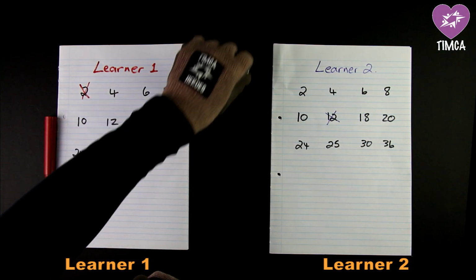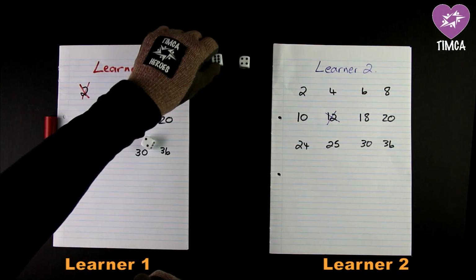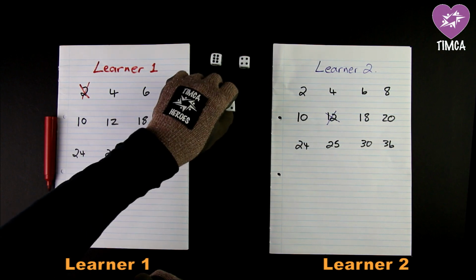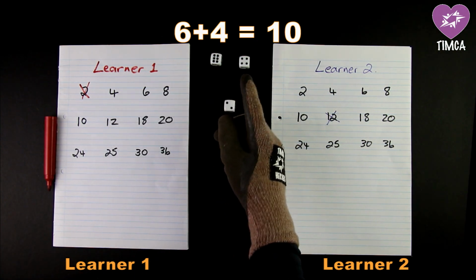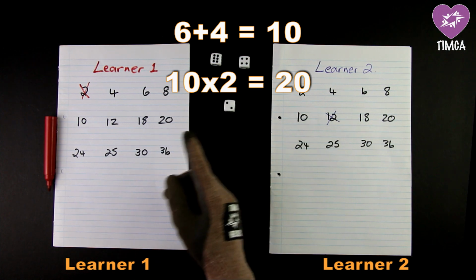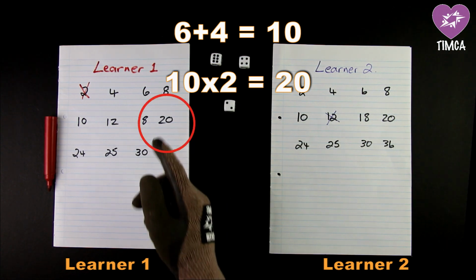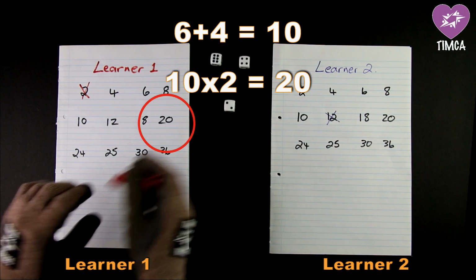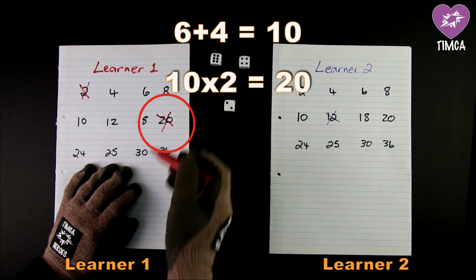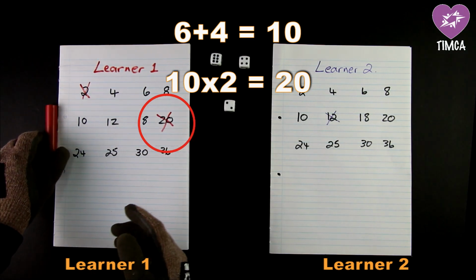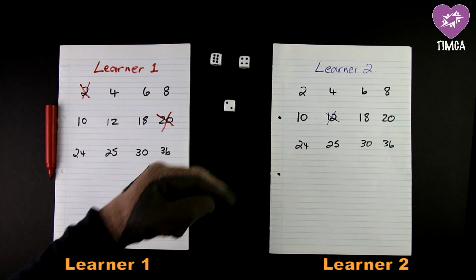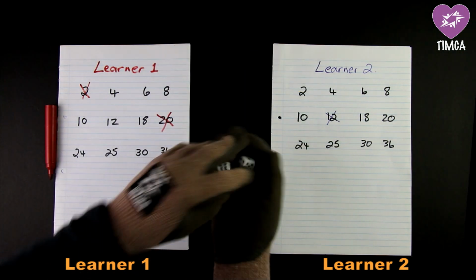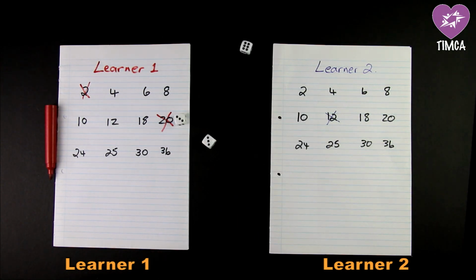Learner 1 throws again and throws a 6, a 4 and a 2. Learner 1 has decided to go with a 6 plus a 4 to give learner 1 10, and multiply that 10 by 2 to give learner 1 20. That 20 is then crossed off on learner 1's sheet, and they now have 2 numbers that they are able to cross off. Learner 2 will now have their second turn.